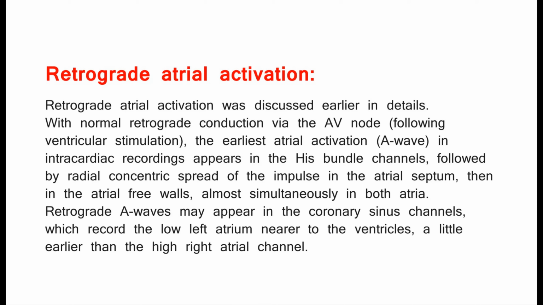With normal retrograde conduction via the AV node, following ventricular stimulation, the earliest atrial activation, A wave, in intracardiac recordings appears in the His bundle channels, followed by radial concentric spread of the impulse in the atrial septum, then in the atrial free walls, almost simultaneously in both atria. Retrograde A waves may appear in the coronary sinus channels, which record the low left atrium nearer to the ventricles, a little earlier than the high right atrial channel.